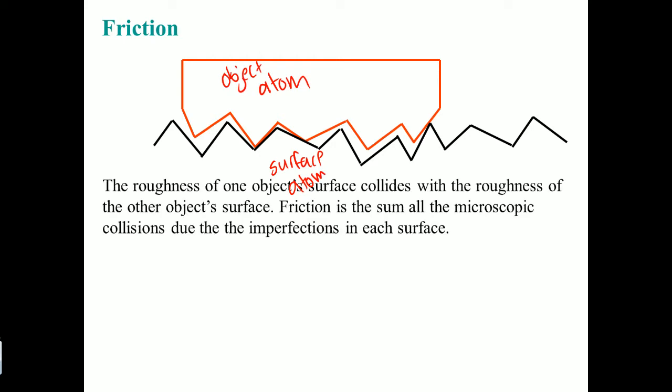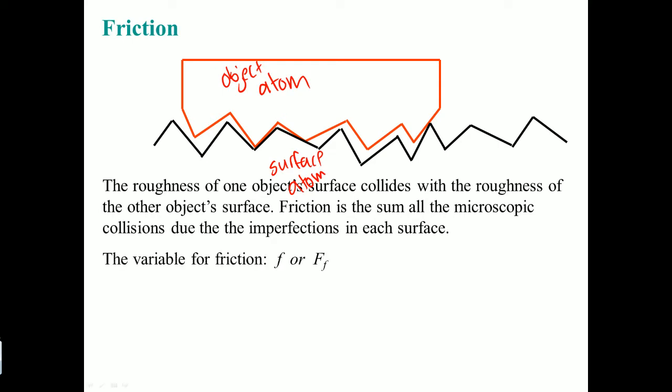The roughness of one object's surface colliding with the roughness of the other object's surface. Friction is the sum of all the microscopic collisions due to the imperfections in each surface. Each surface has imperfections based on their molecular distribution.